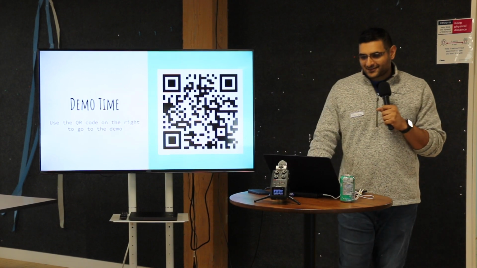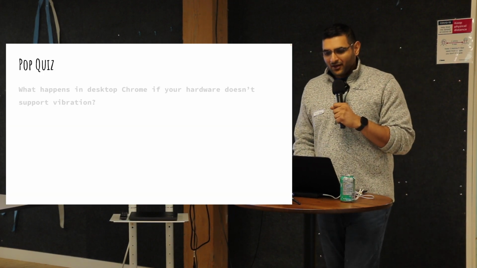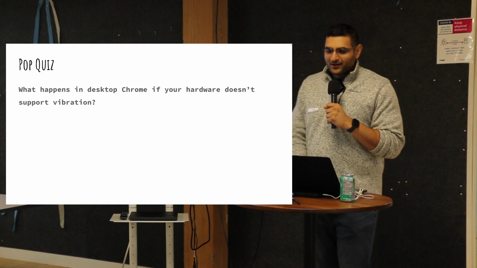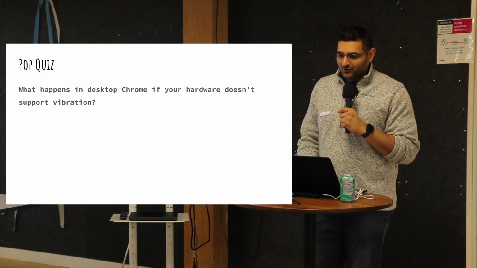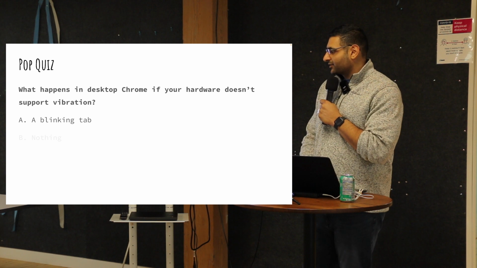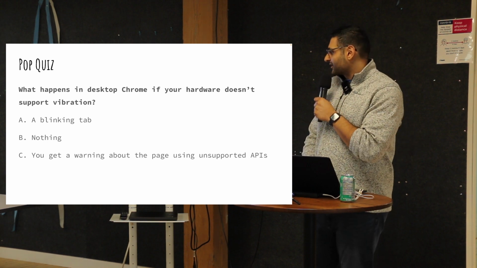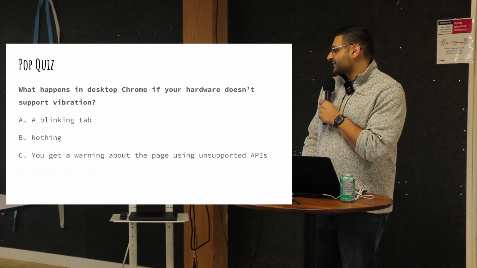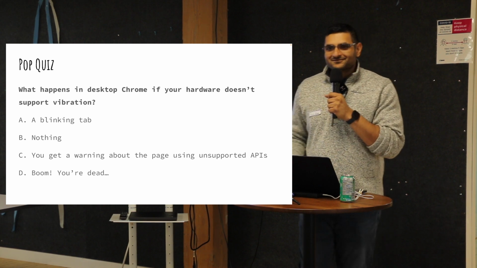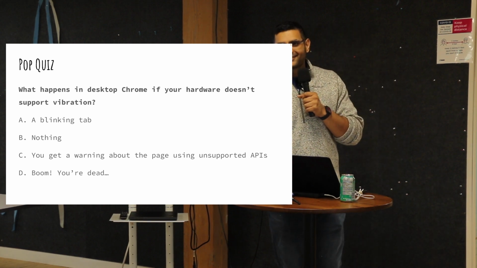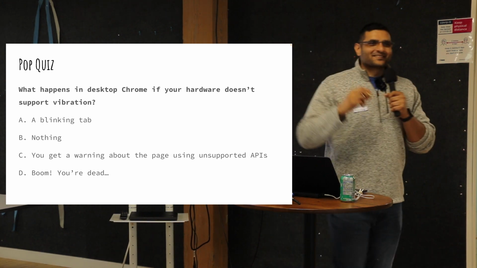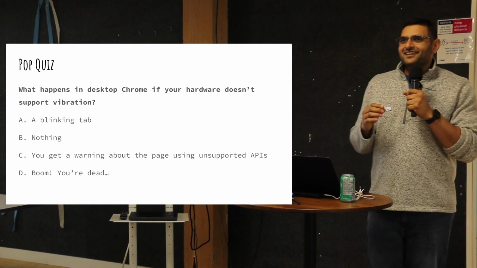Yeah, that makes sense. All right, so pop quiz. What happens in desktop Chrome if your hardware doesn't support vibration? Will you get a blinking tab? Will you get nothing? Will you get a warning about the page using unsupported APIs? Or boom, you're dead? Definitely D. D, all right. No, we'll just all be dead.